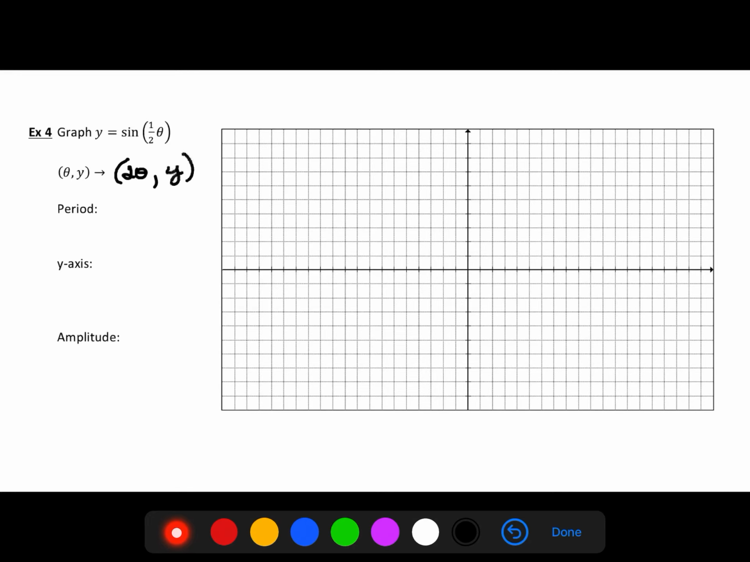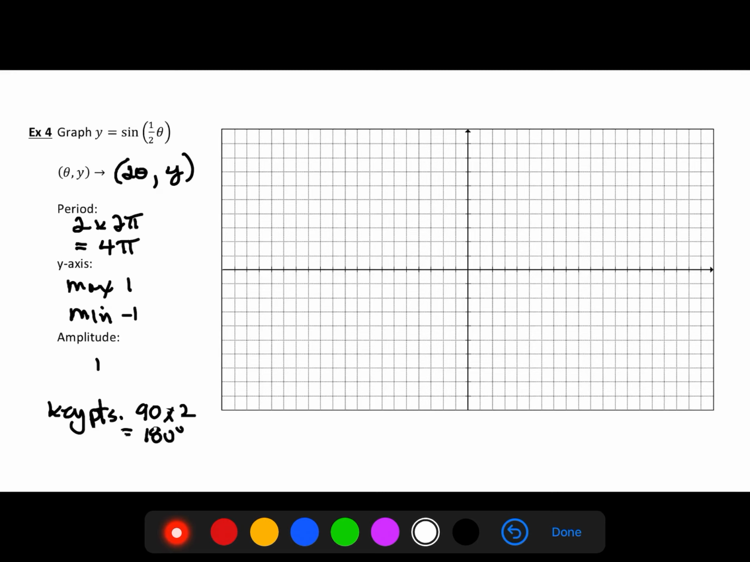So again, opposite, 1 over k, 1 over 1/2, or 2. So we're going to multiply our theta values by 2, and our y value is not affected. So here, because we're multiplying our theta by 2, and this time we're going to graph in radians. So our period is now going to be 4 pi. Our max is still 1, our min is -1, and our amplitude is 1.